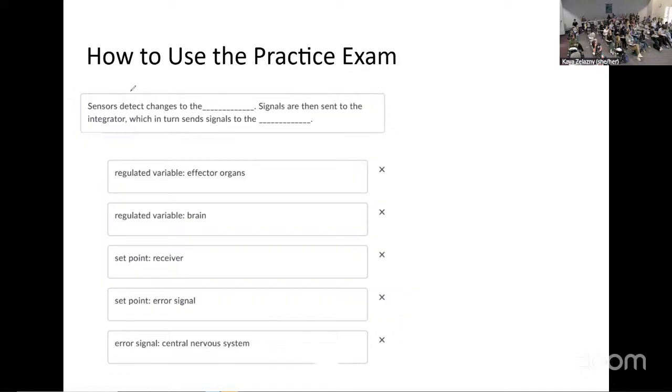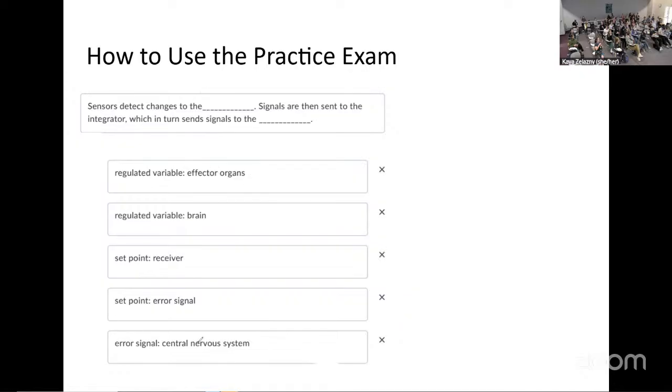So what I would expect you to get from a question like this one is that hopefully you recognize this is a question about homeostasis, right? And particularly about homeostasis pathways. So you're saying, oh, okay, I've got to remember homeostasis for the exam. That's something that you get from this. Hopefully you pick the right answer, which happens to be this one about regulated variables and effector organs.